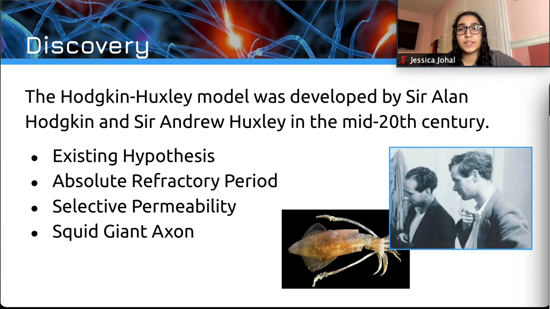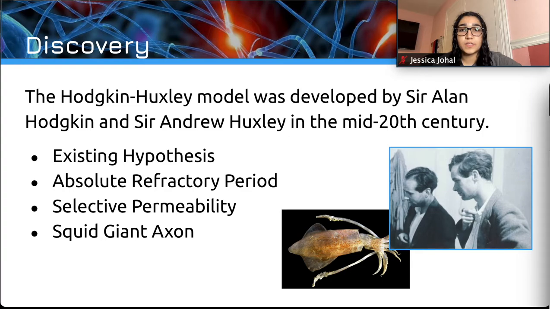Before this model, the existing hypothesis was that during an action potential, the cell membrane basically breaks down completely and allows everything to pass through it. During rest, the membrane potential is negative 70 millivolts, around there. They hypothesized that during the action potential, it would become 0 because there's no difference between the external environment and the cell itself.